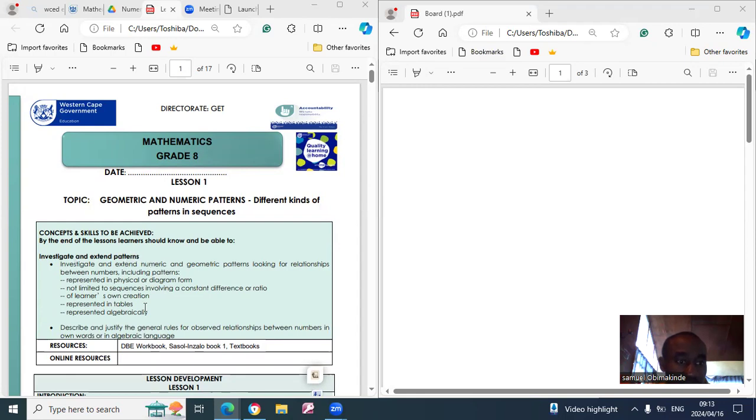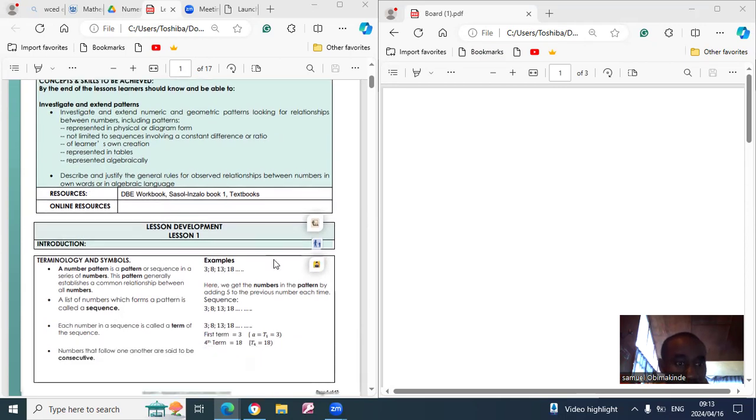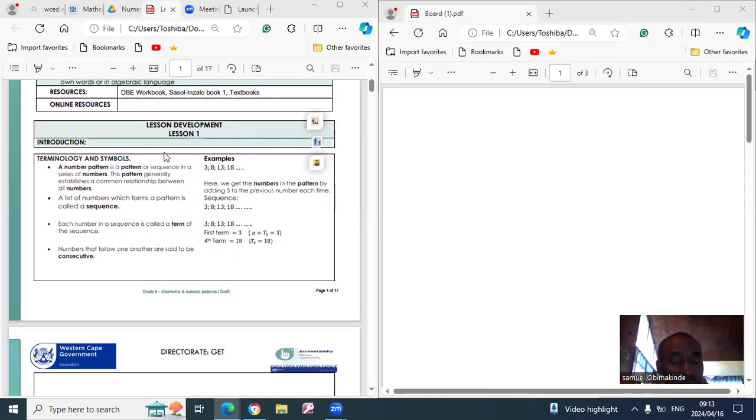You should be able to describe and justify the general rules for observed relationships between numbers in your own words or in algebraic language. So these are the resources for you that can help you in this topic. In this lesson, I will explain geometric and numeric pattern in the simplest terms possible.